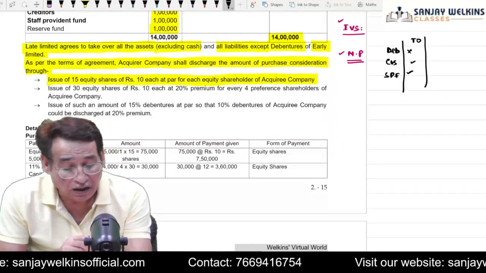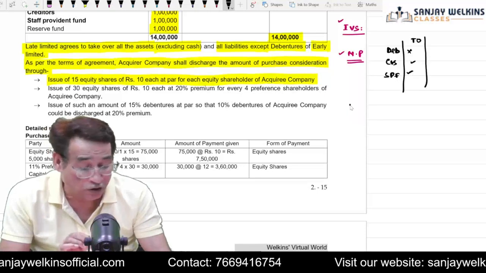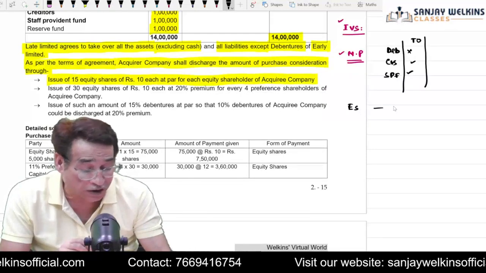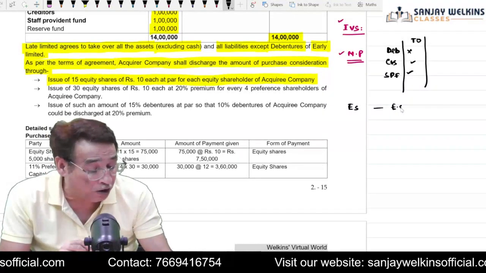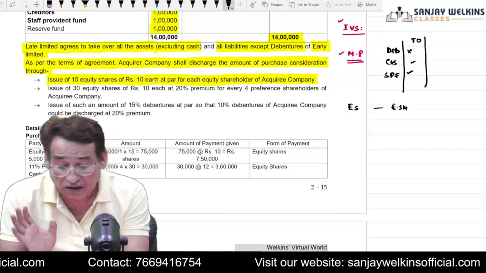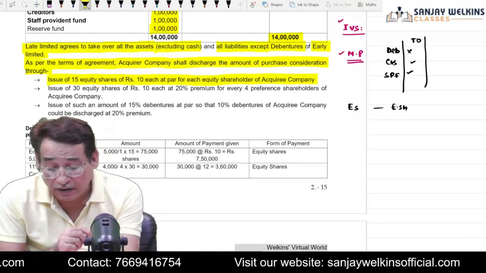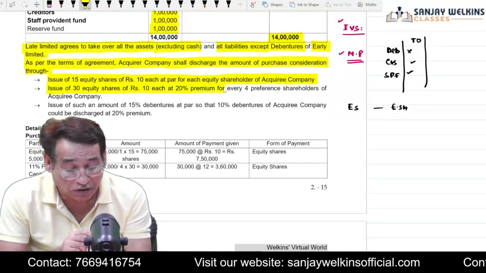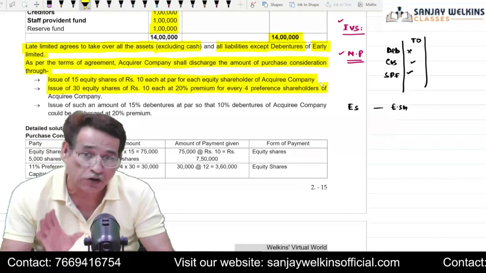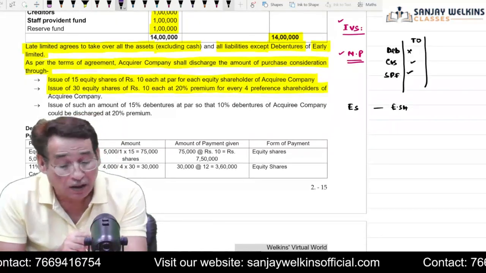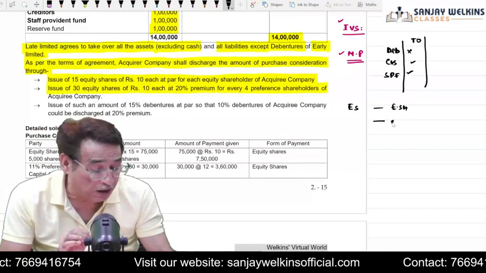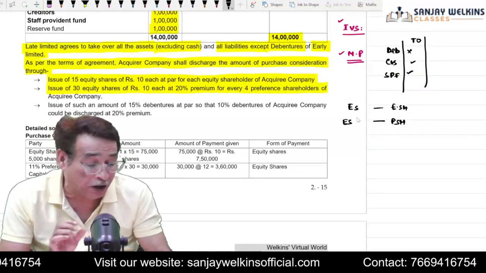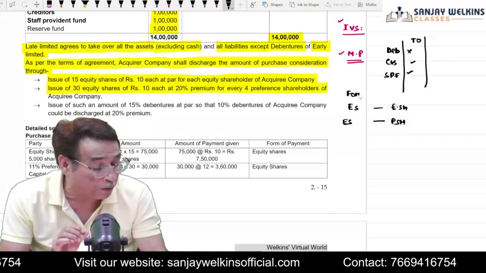That means here it is written, the purchasing company will issue equity shares to equity shareholders of acquiring company. Further, it is written the purchasing company will issue 30 equity shares at 20% premium for every 4 preference shareholders of acquiring company. It means this payment is being given to preference shareholders of acquiring company, but the payment is being given by way of equity shares. This is the form of payment.